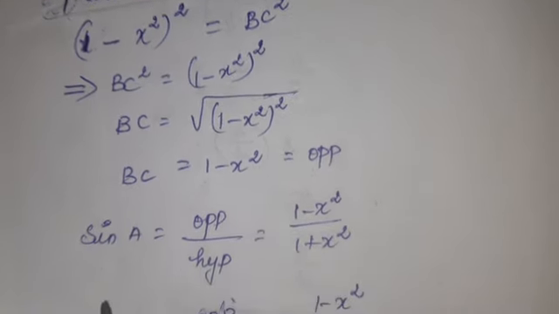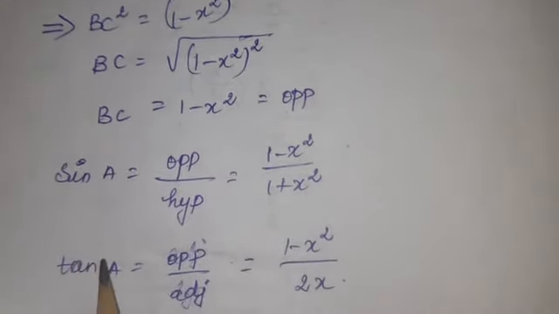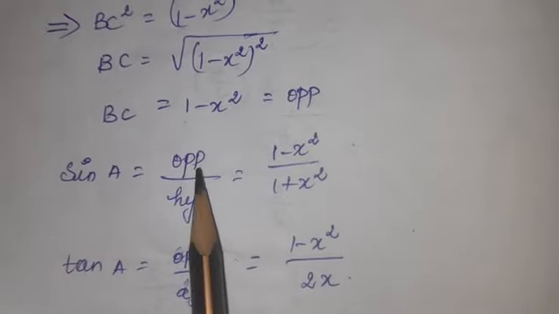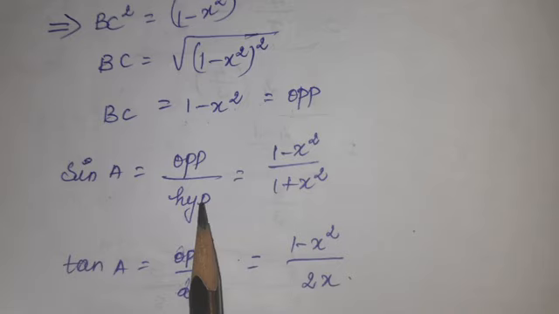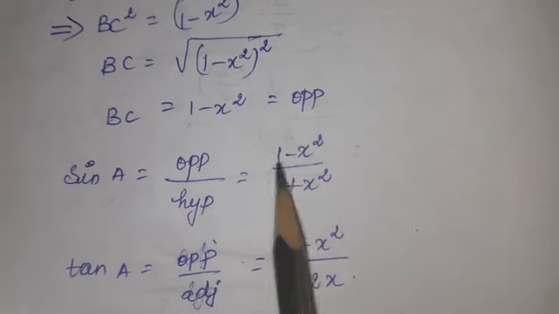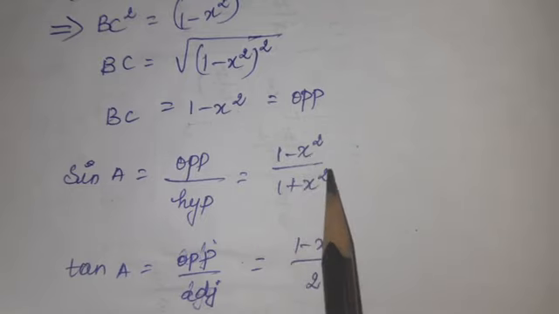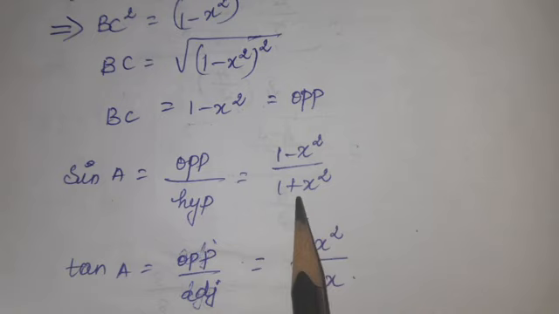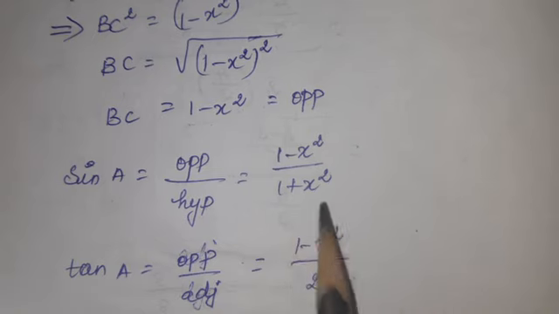What is our question? They are asking sin A and tan A. So sin A, what is that formula? Opposite by hypotenuse is equal to, opposite value is 1 minus x square divided by hypotenuse 1 plus x square. That value you should write here.